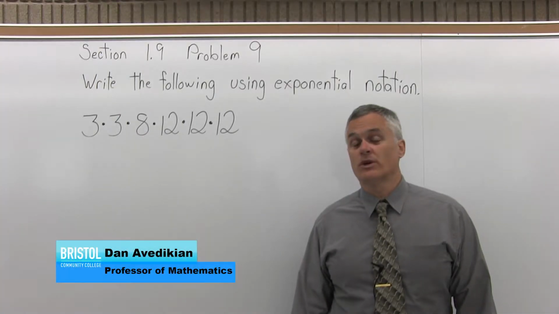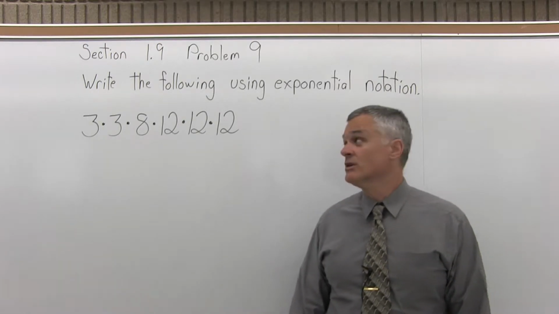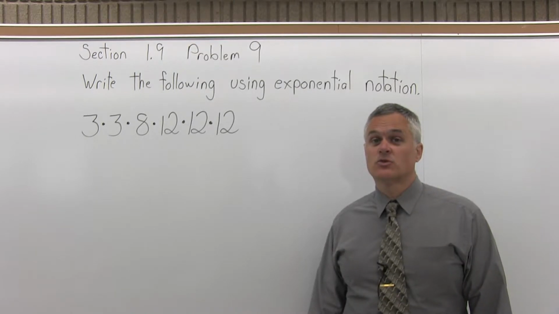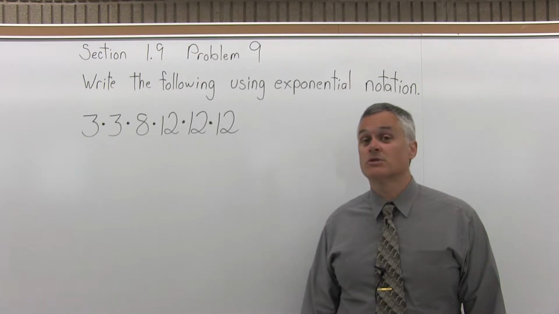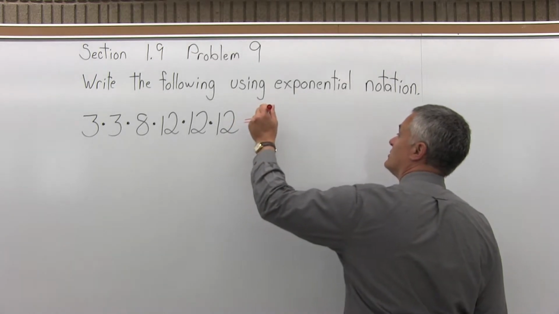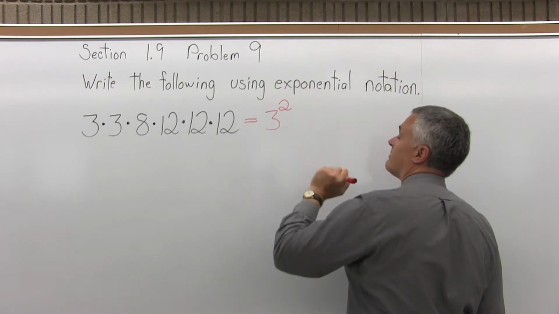This is Section 1.9, Problem 9. It says, write the following using exponential notation. We have 3 times 3 times 8 times 12 times 12 times 12. So, in exponential notation, I'll start with the 3's. We have 2 3's being multiplied together, so that would be 3 to the second power.